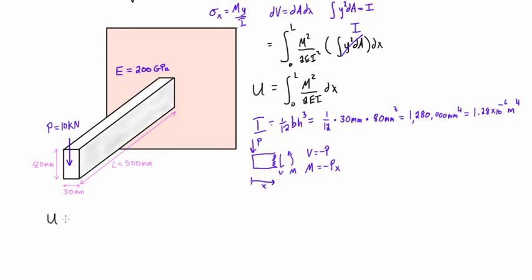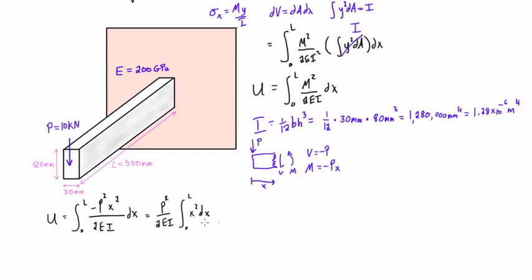So we have our strain energy is equal to the integral from 0 to L. When we plug in M squared here, on the top we'll have negative P squared x squared, and then on the bottom we have 2EI. So what we can do is pull out negative P squared over 2EI, since it's all constant, so let's bring it to the outside. Actually, the negative sign is going to drop out of negative P squared, so we will just have P squared over 2EI times the integral from 0 to L of x squared dx.